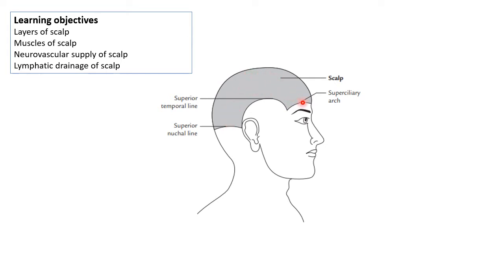Extent. What is the extent of the scalp? It extends anteriorly up to the eyebrows, that is, the superciliary arches. Posteriorly it extends up to the superior nuchal lines, and laterally it extends up to the superior temporal line. Some people believe that laterally it extends up to the zygomatic arch, but mostly it is up to the superior temporal line. So this is the extent of the scalp.